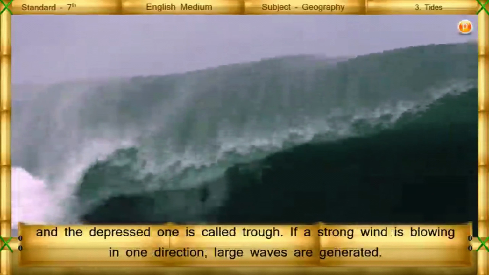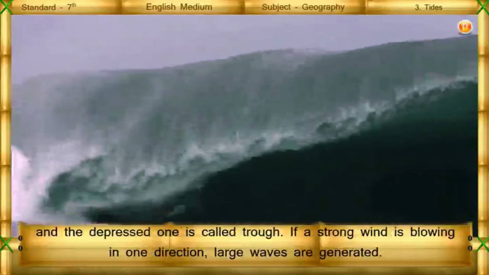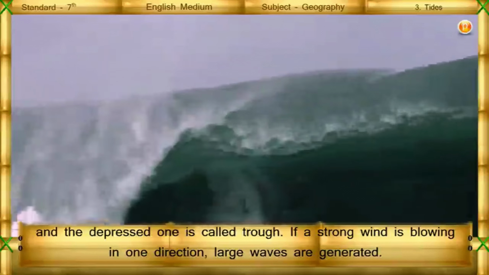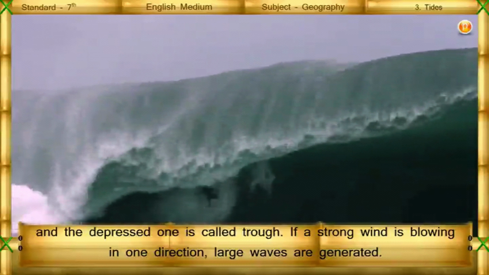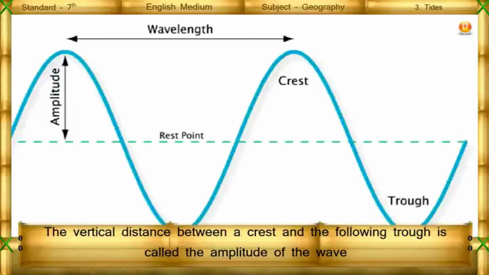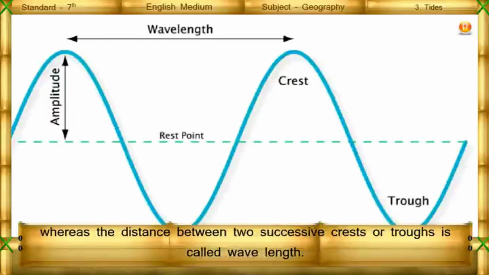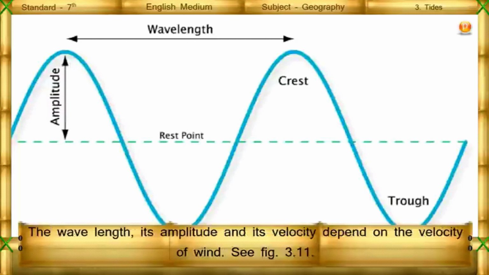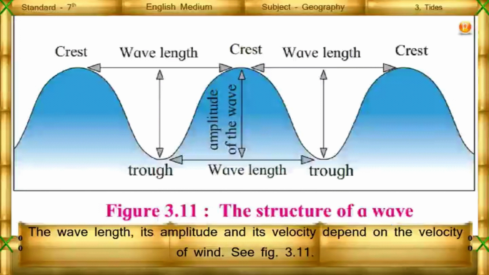If a strong wind is blowing in one direction, large waves are generated. The vertical distance between a crest and the following trough is called the amplitude of the wave, whereas the distance between two successive crests or troughs is called the wavelength. The wavelength, its amplitude and its velocity depend on the velocity of the wind. See figure 3.11.